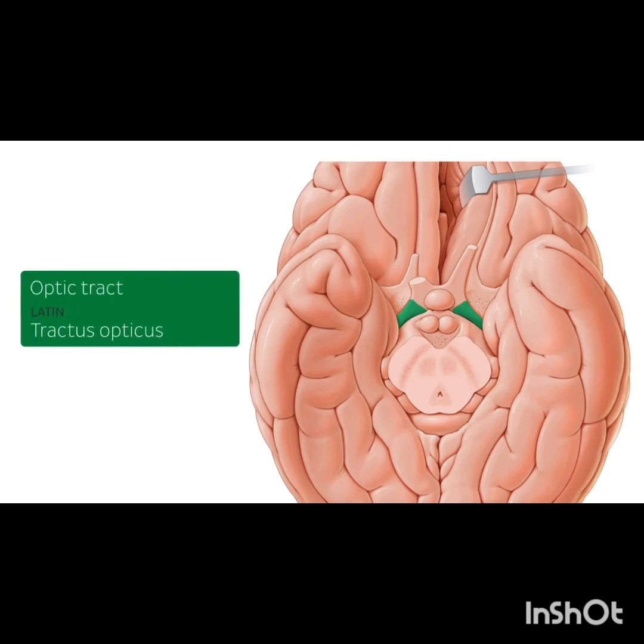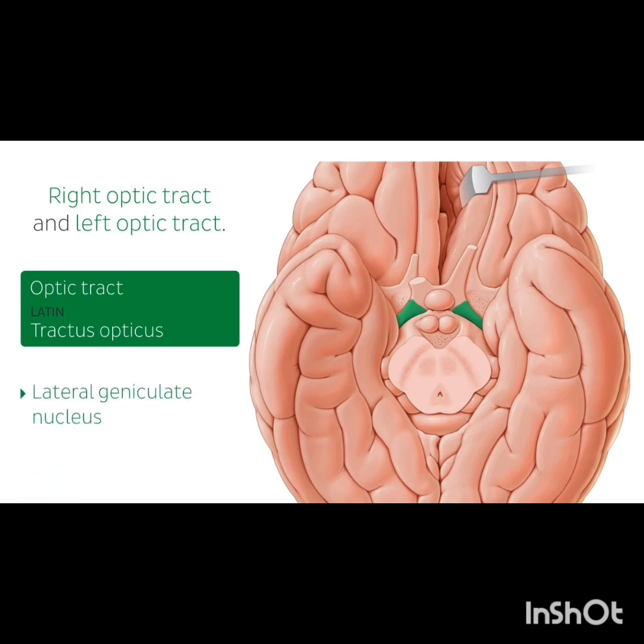So we see here the optic tracts, and there is a right optic tract and a left one. Now, the fibers of the optic tract terminate in the lateral geniculate nucleus, the pretectal nuclei, and the superior colliculus. Please note that this visual information is conveyed from the contralateral half of the visual field to which the optic tract is located.